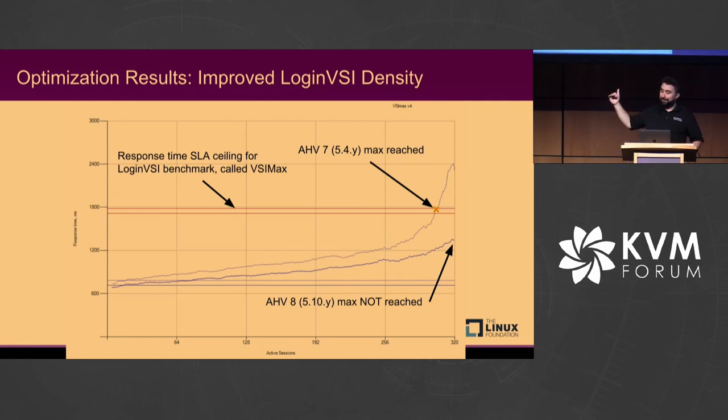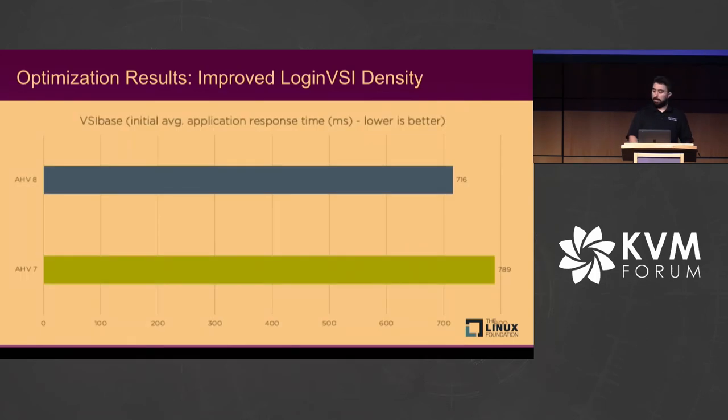But the top line, which is kind of going up into the ceiling, is the previous release. The red line there is the kind of maximum ceiling for response time. And the bottom line is our current release. So you'll note very clearly at 320 VMs per host, we don't hit the SLA ceiling at all, meaning that from a customer perspective, you know, if you had 300-something VMs per host, you can get even better experience, better tail latency at full load, which is great.